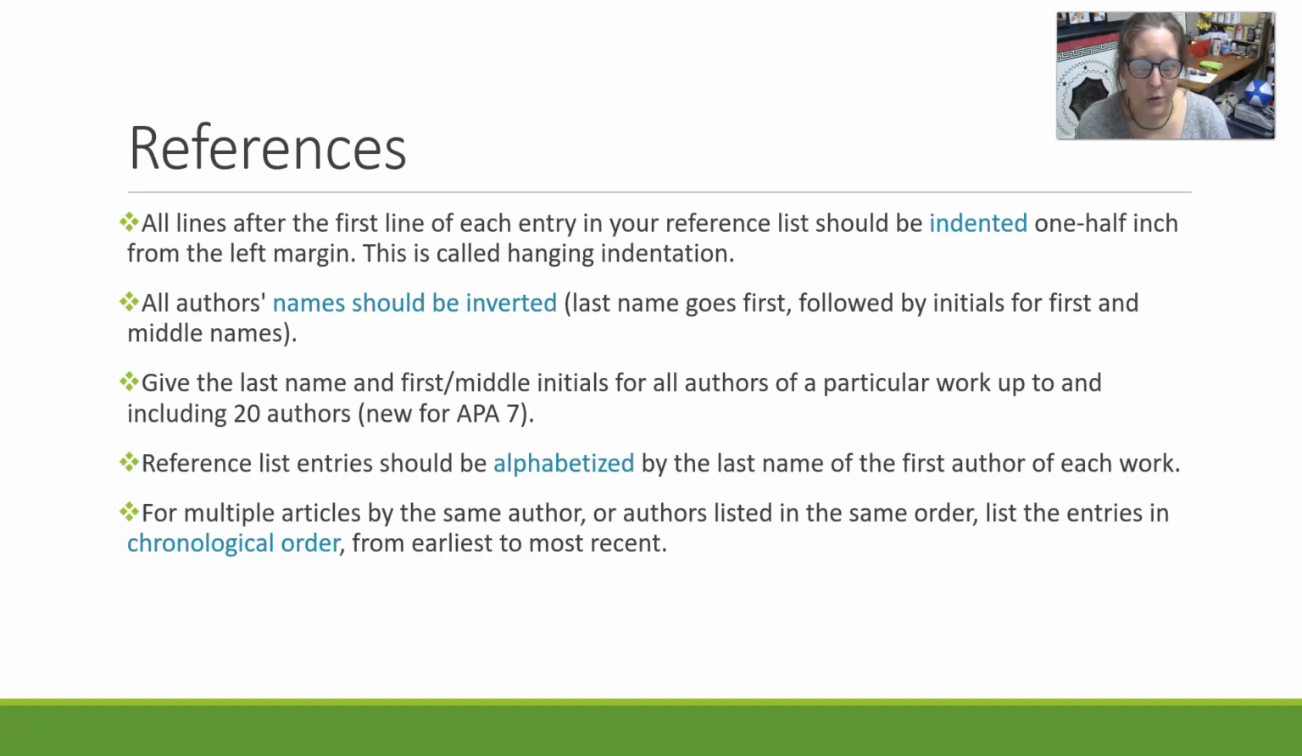The reference list entries should be alphabetized by the last name of the first author of each work. And this is, again, where using the Word Reference Manager makes this easier because it will automatically do that for you. If you have multiple articles by the same author or authors, and the authors are listed in the same order, then you want to list the entries in chronological order from the earliest to the most recent.